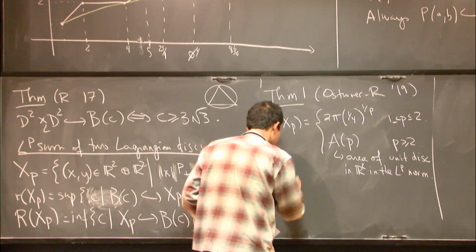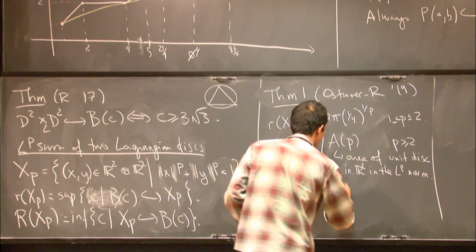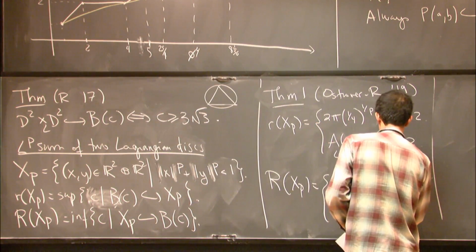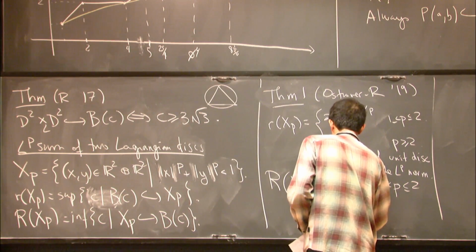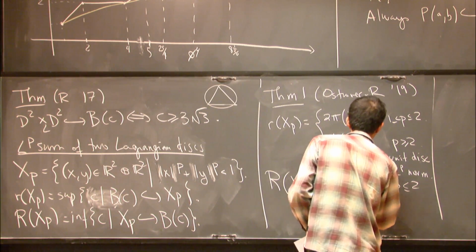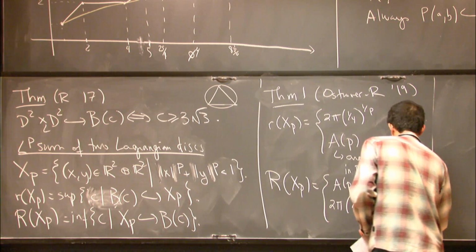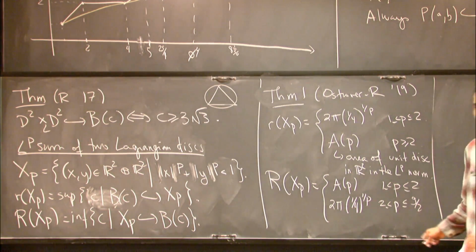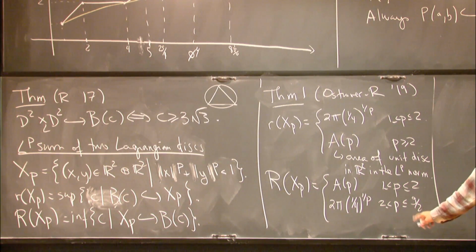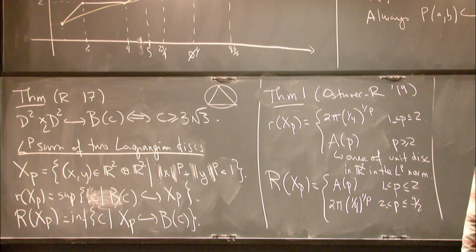And then the capital R of Xp is A of p if p is between 1 and 2, and it's 2 pi times 1/4 to the 1 over p if p is between 2 and 9/2. And here the really interesting thing happens, which is that there's a change of behavior when p is above 9/2. And there's another expression for p greater than 9/2, but I'll spare you the expression because it's quite complicated. But I'll tell you later what the function is, at least geometrically, in terms of a graph. Okay. So what's the significance of this?